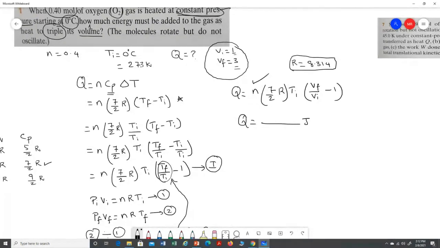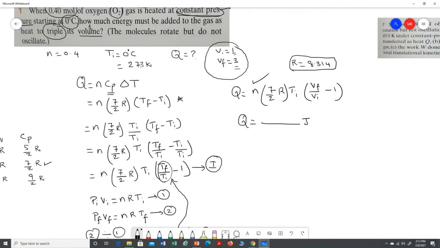Doctor, if I did TF over TI directly, I didn't do what you did. My dear, if you want to skip the steps, no issue. But you must know what you did here. We replace this T final over T initial by using the ideal gas equation, PV equals nRT. Understand?